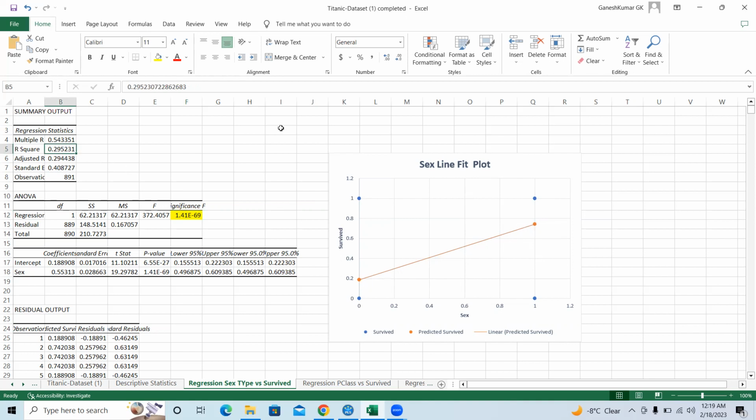And the R square value, the correlation value, is 0.295, which is not much correlated. You can say it is nearer to zero than one. But the number of values in the data is very small, I mean the responses have just two options, either male or female, and survival is whether they survived or did not survive.